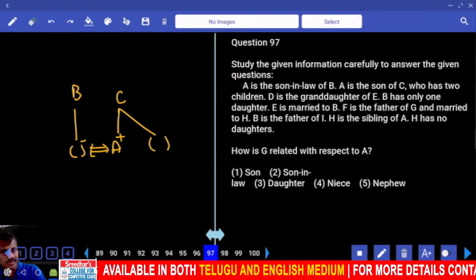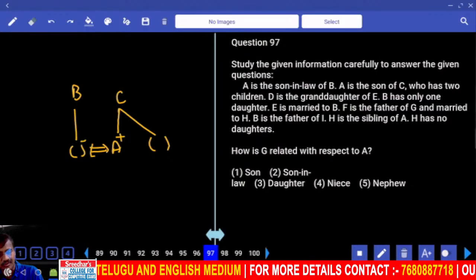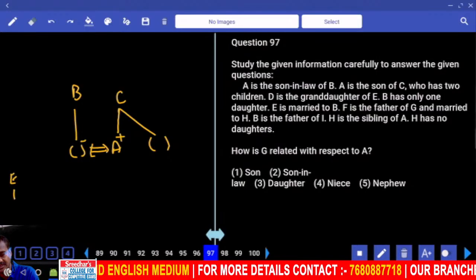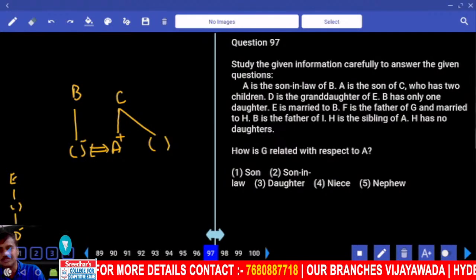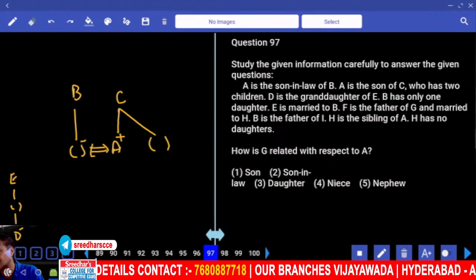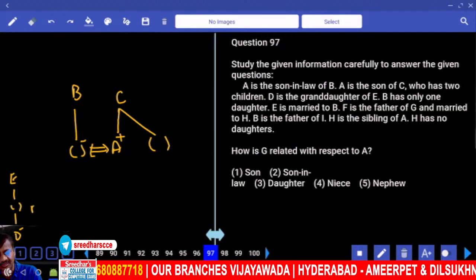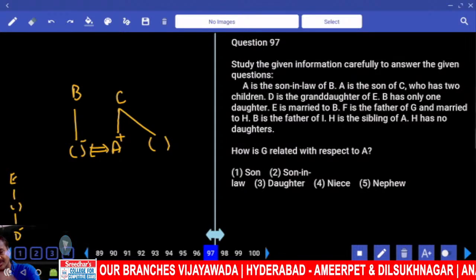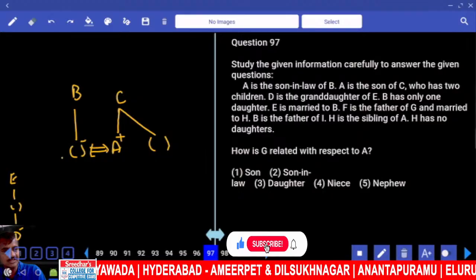And D is the granddaughter of E. Now E is here, D is the granddaughter. D is the granddaughter of E, and is married to either B or C. Then B has only one daughter. Now this B has only one daughter. And E is married to B.